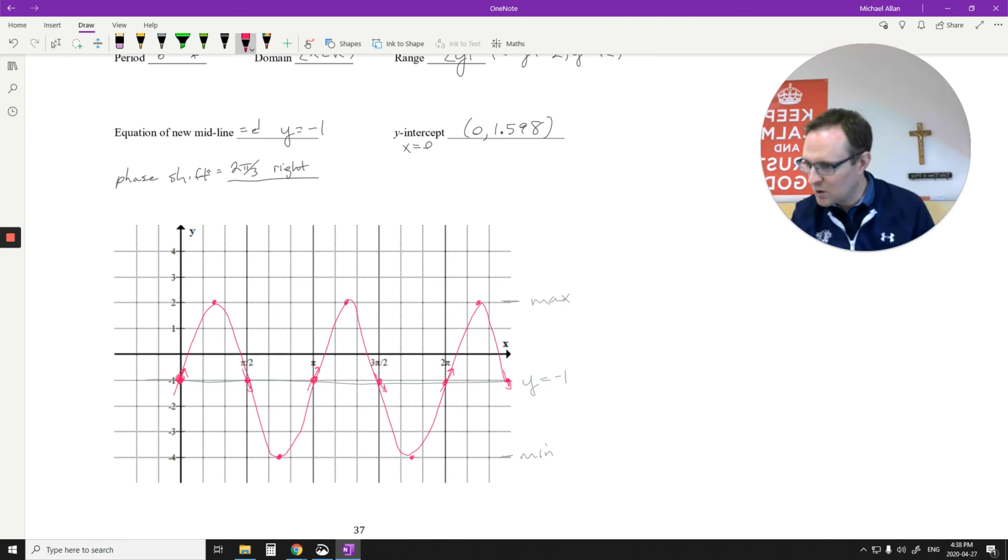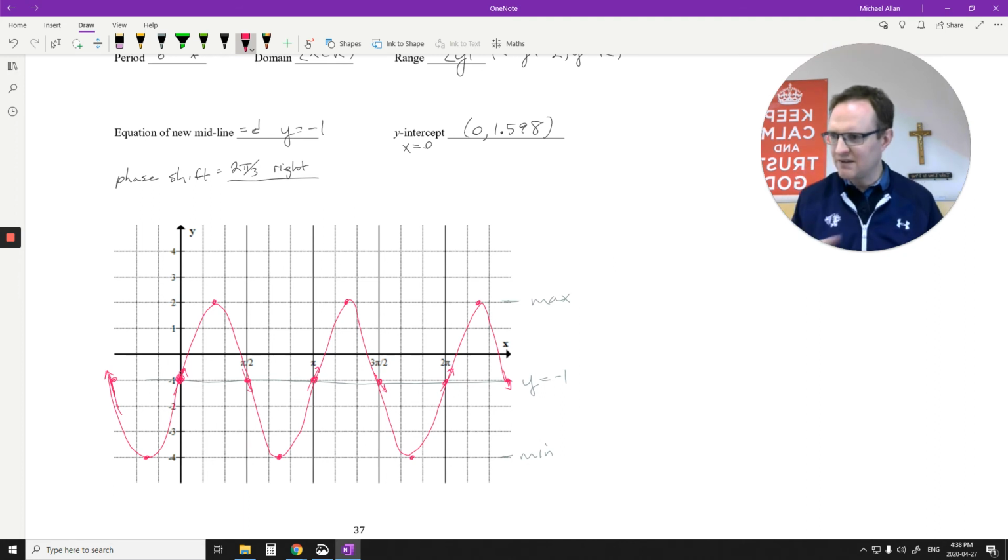That means I probably want more points. I'm going to put more points here as well on the negative side of this graph. Okay, so there's my graph. I'm going to take every single point and move it 2/3 pi this way. So first of all, I've got to figure out what 2/3 pi looks like on this graph.